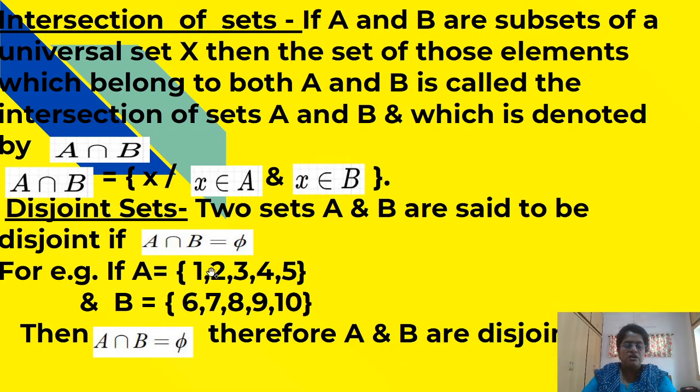If we want their union, that is union of A and B, then A union B will contain all these elements, that is 1, 2, 3, 4, 5, 6, 7, 8, 9, 10. That is, A union B contains totally 10 elements. A intersection B doesn't contain any element, that is A intersection B is empty set, and therefore these two sets are disjoint sets.